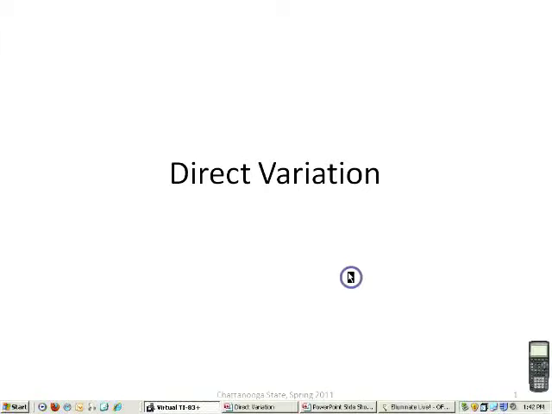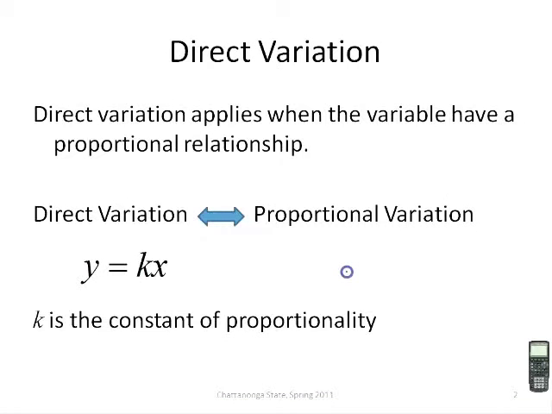Direct variation. Direct variation applies when the variables have a proportional relationship. Sometimes it's referred to as having a direct variation or a proportional variation, but basically it refers to a linear relationship. The equation for direct variation is y equals kx, where k is referred to as the constant of proportionality.